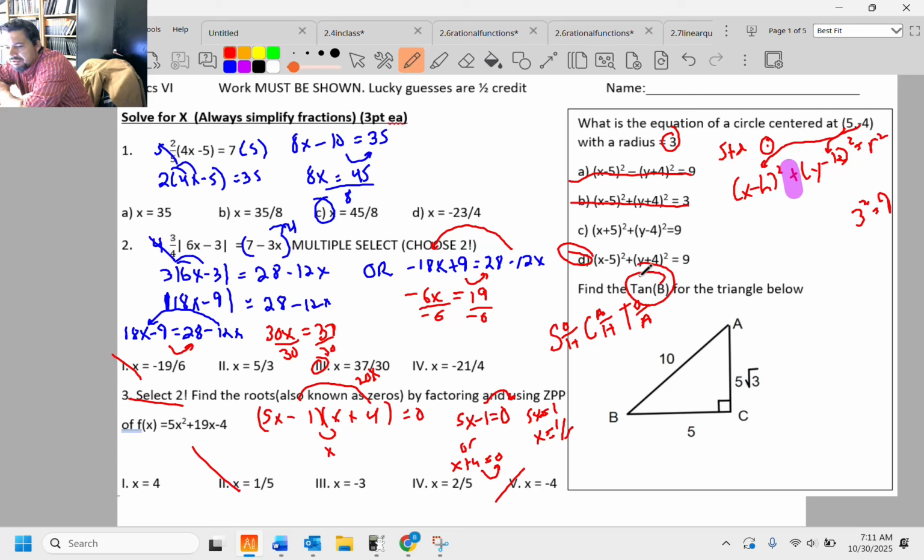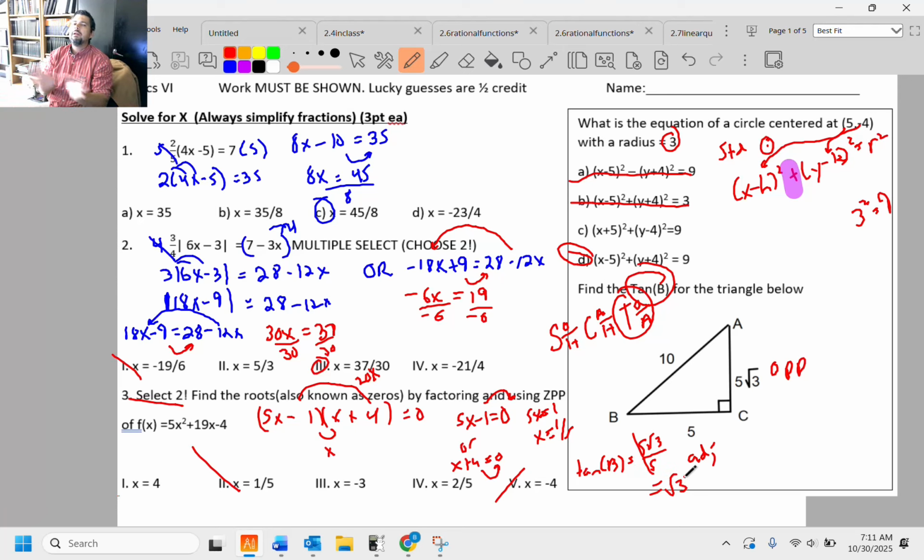You're supposed to find the tangent of b. So I'm looking at the TOA part: opposite over adjacent. That's opposite, that's adjacent. Now, kids do struggle knowing the difference between opposite and adjacent, and that's something you need to work on. But anyways, the tangent of b would be 5 root 3 over 5, the opposite length over adjacent length, and the 5's cancel, and you just end up with the root of 3.